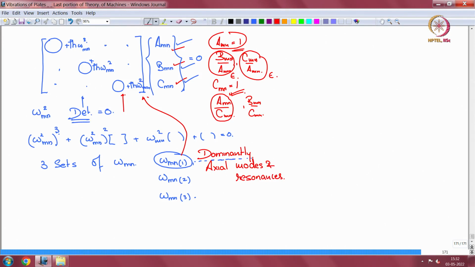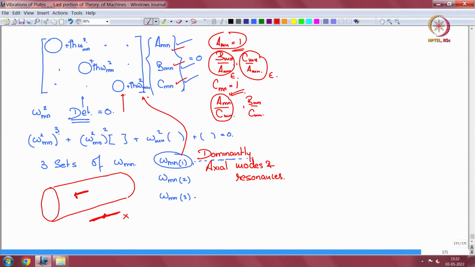Okay. So the omega mn1 set of modes, natural frequencies, describe where a point on the shell is dominantly moving axially. It is also moving torsionally, it is also moving radially, but its dominant movement is this, with a slight amount of theta movement and slight amount of vertical movement. Okay, dominantly its x direction movement.